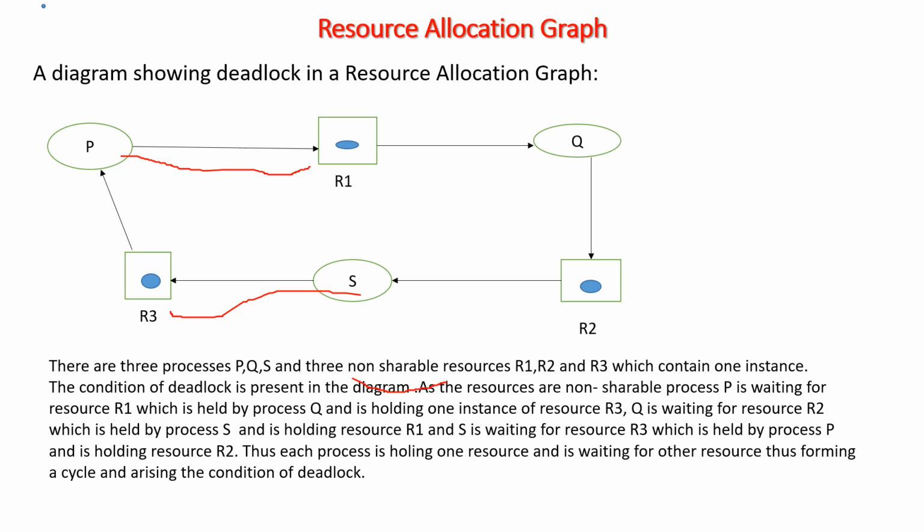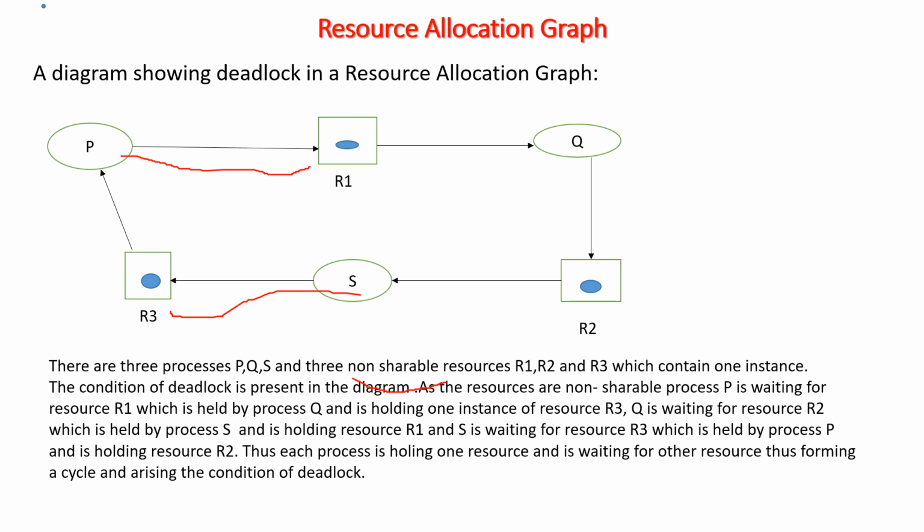Here, whatever I have explained is written over here. There are three processes P, Q and S and three non-shareable resources R1, R2 and R3, which contain one instance each. The condition of deadlock is present in the diagram as I have discussed. As the resources are non-shareable, process P is waiting for resource R1, which is held by process Q, and process P is also holding one instance of resource R3. Similarly, process Q is holding resource R1 and waiting for resource R2, which is being held by process S, and process S is requesting resource R3, which is being held by process P.